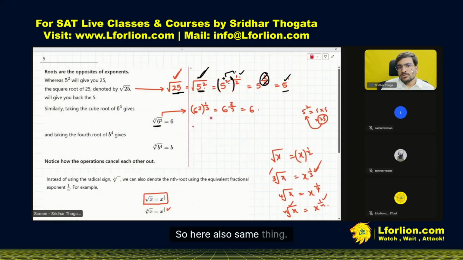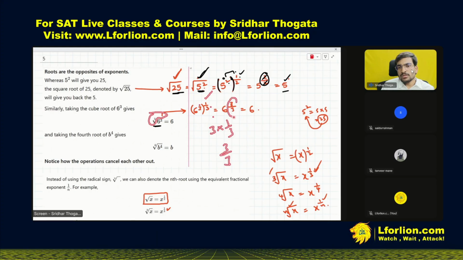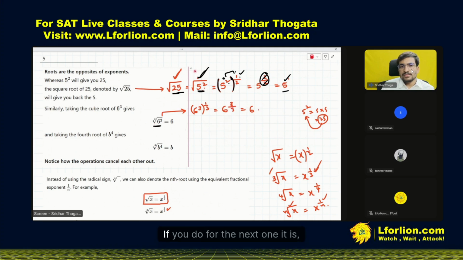So here also same thing. Once we turn this root into 1 by 3, we are multiplying 3 into 1 by 3. 3 into 1 by 3 is 3 by 3. That's what we wrote here. 3 by 3 is 1. So 6 raised to the power of 1, it is 6. So that's it. If you do the next one, you get the same thing. How did we get this b? b power 4 as it is. What is the meaning of root 4? Whole raised to the power of 1 by 4. Cross out this 4 and 4, you end up with b.